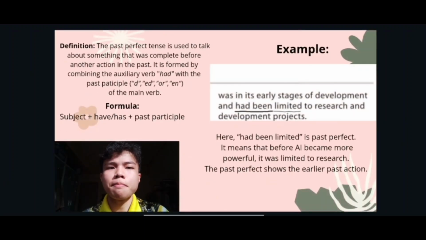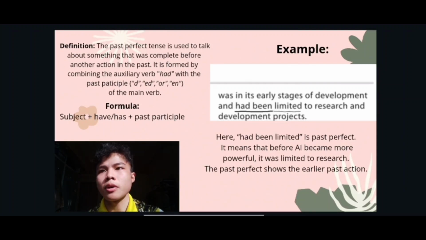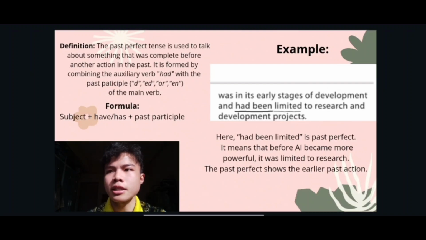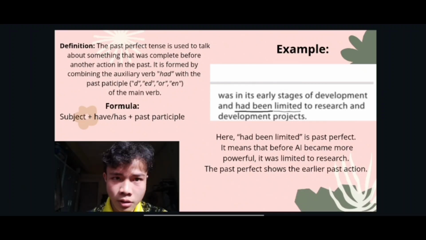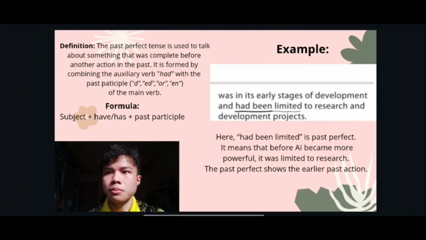So next, past perfect. The definition of past perfect is used to talk about something that was complete before another action in the past. It is formed by combining the auxiliary verb had with the past participle of the main verb. So the formula for past perfect is subject plus have or has plus past participle.